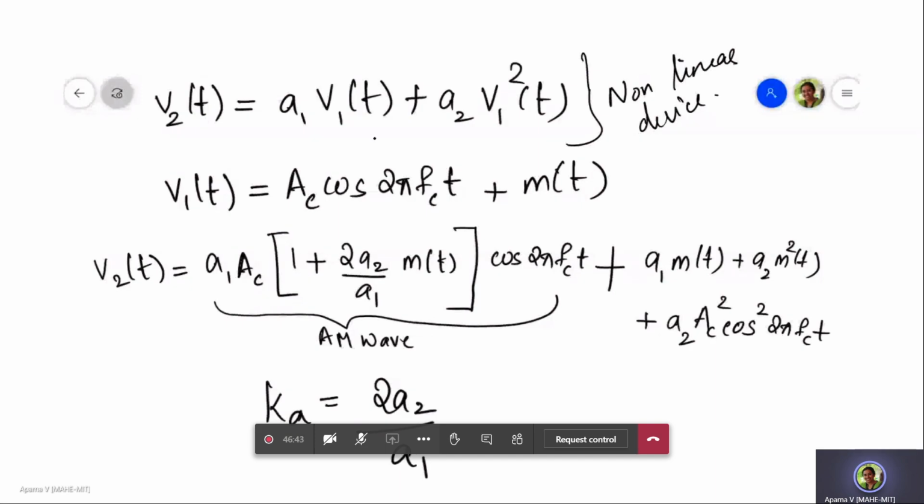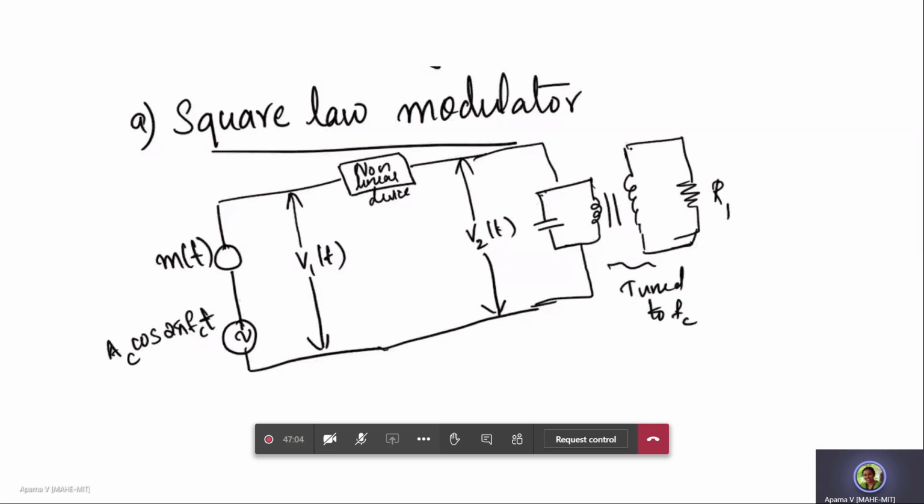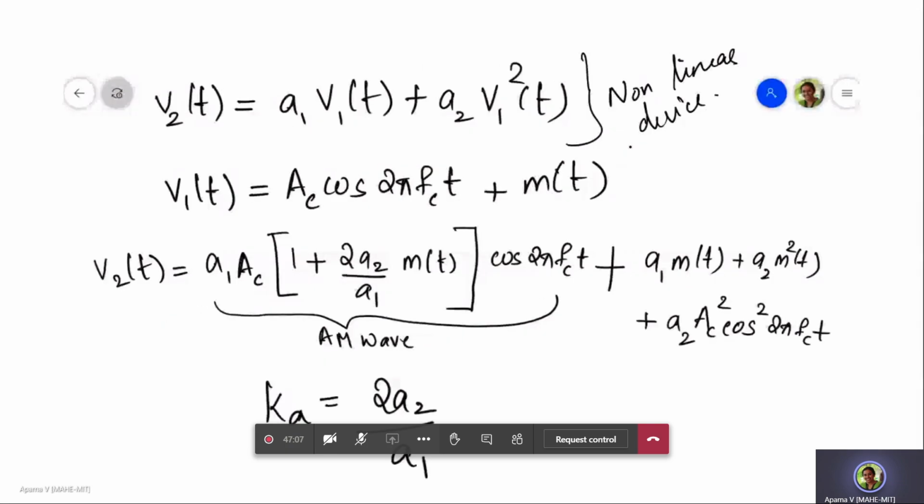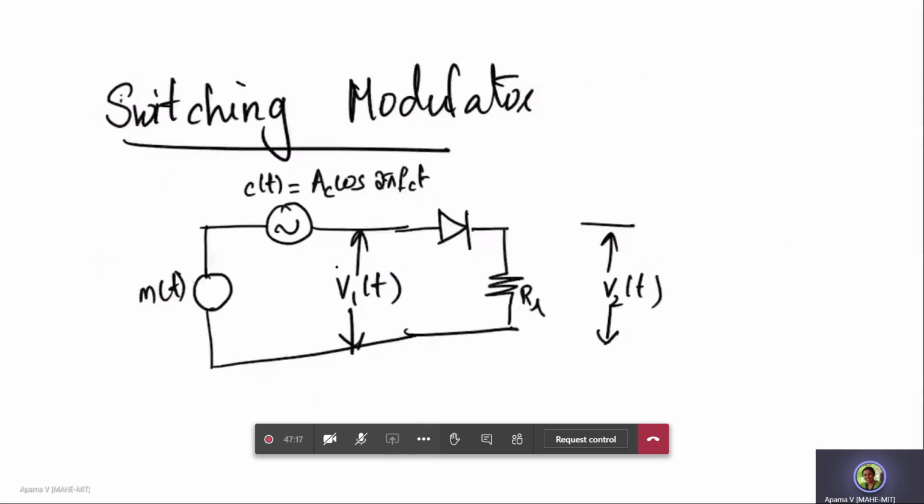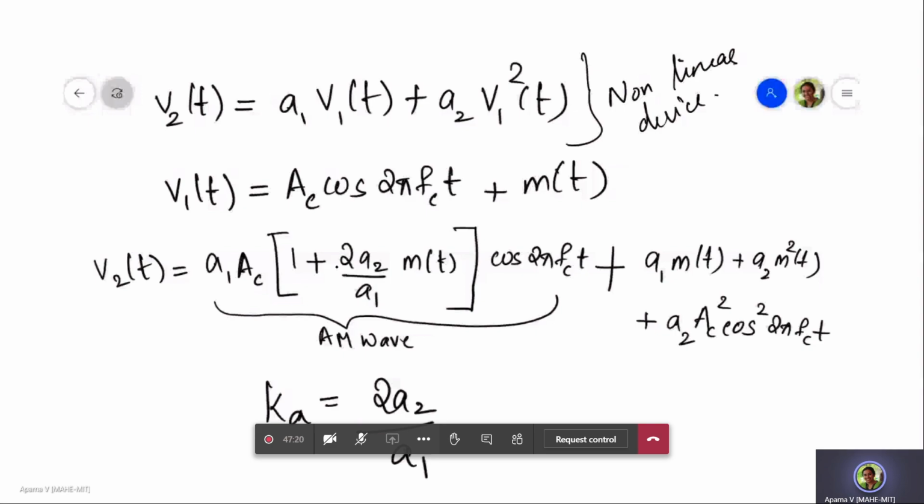V1 is the summation of carrier signal and message signal. You add those two together, and that is my V1t. Substituting it over here and expanding, you get the AM wave plus extra components, and those components are removed by this filter. And here the modulation parameter Ka will be 2A2 by A1. So that is the square law modulator.